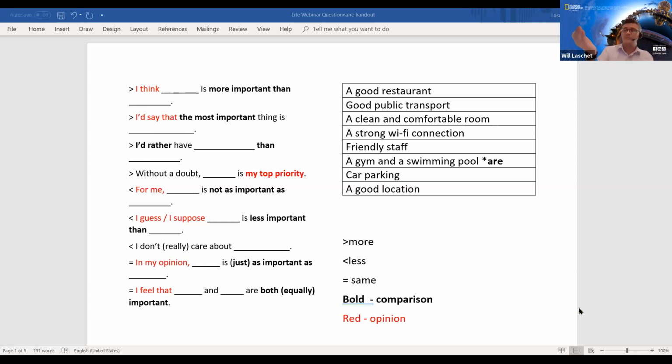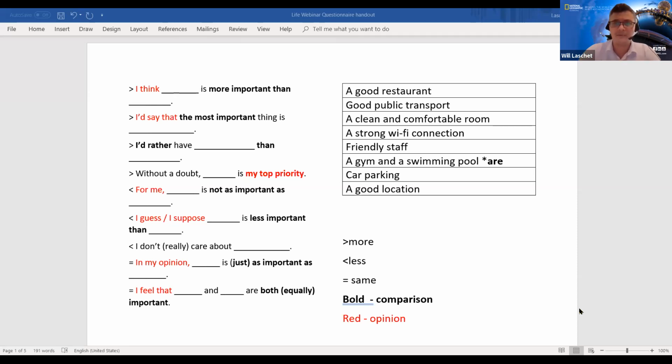Right. Perfect. So we want to show that these are perhaps the two most important things, or equally important. A clean and comfortable room is just as important as the friendly staff. Okay, great. And we've got lots of lovely sentences coming in. I can see all of the sentences. They're all perfect and grammatically correct. They all sound nice. They sound natural to me.